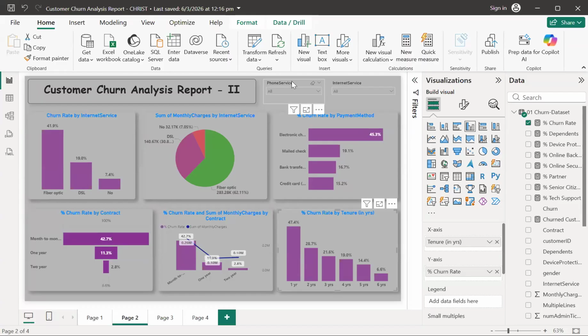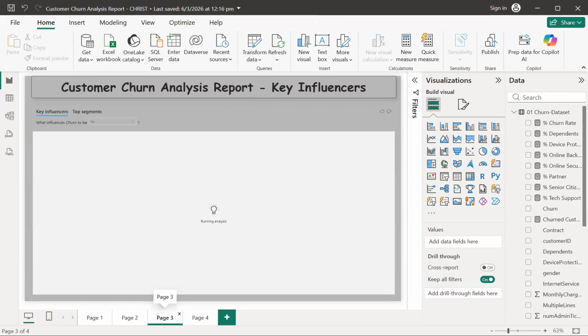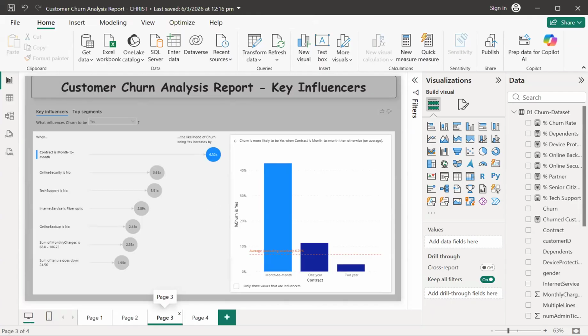Okay, guys, great. So now, guys, moving on to the last page we have, that is page three. And again, this page three, guys, is actually about the key influencers. Yesterday itself, guys, we created this key influencers and tried to take all the important features. Now, guys, just try to create the same key influencers over here.